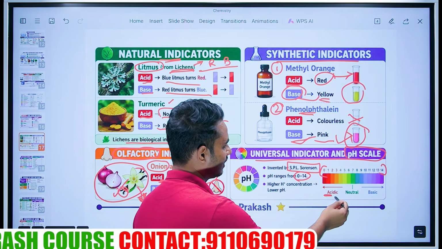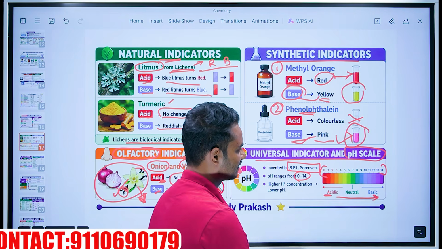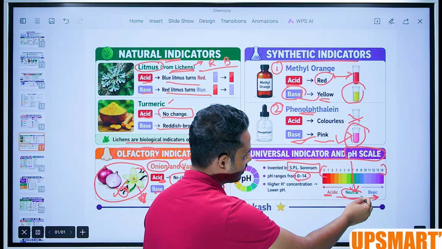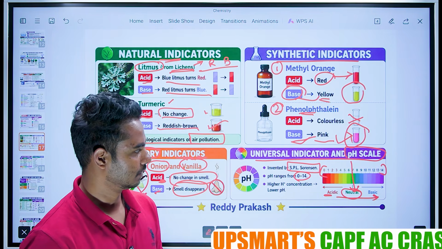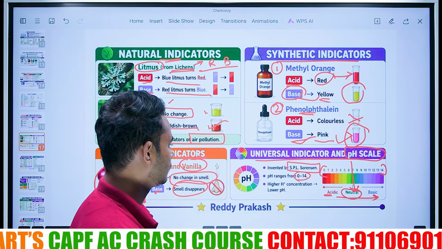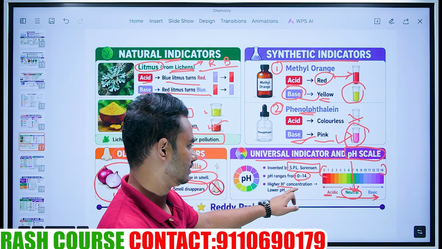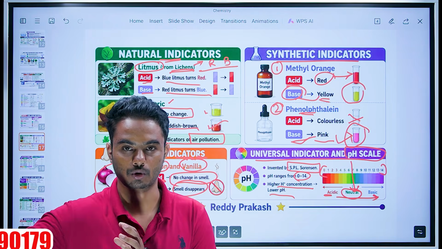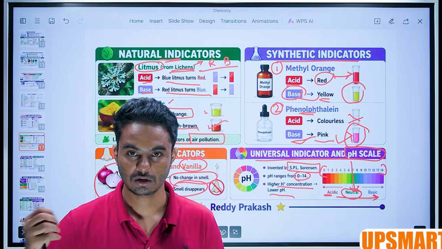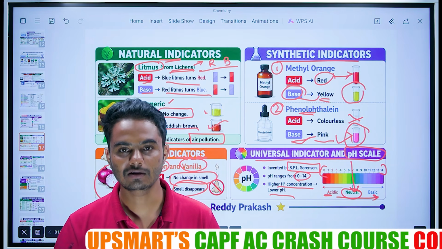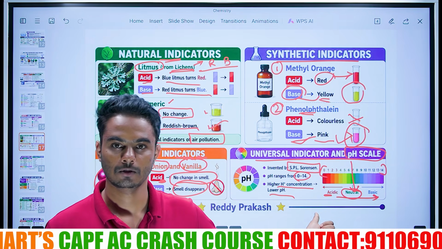0 is acidic. As the number increases, it becomes basic. 7, the mid number, is usually called neutral. Easy? Higher H plus concentration, lower pH. When the H plus concentration is more, I told you, when the H plus is more, it is called acid. When it is acid, the pH should be lower.